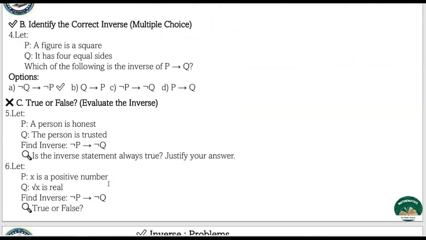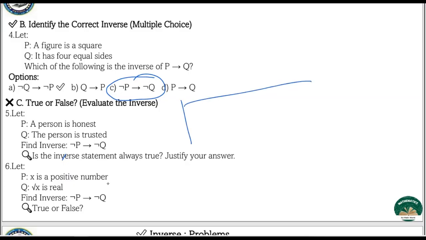Then you have to identify the correct inverse. As the figure is a square, it has four equal sides. Which of the following is an inverse for P implies Q? Negation P implies negation Q. True and false: we have to write true or false for the statement.